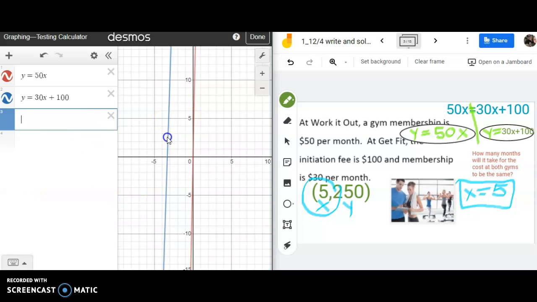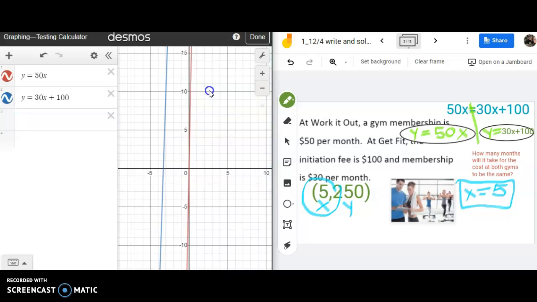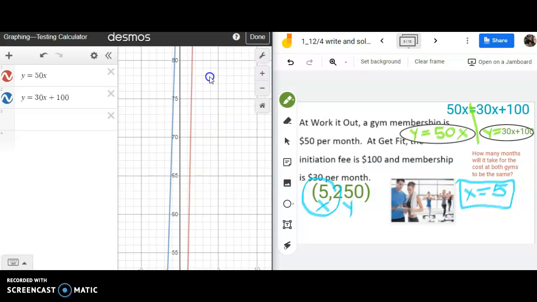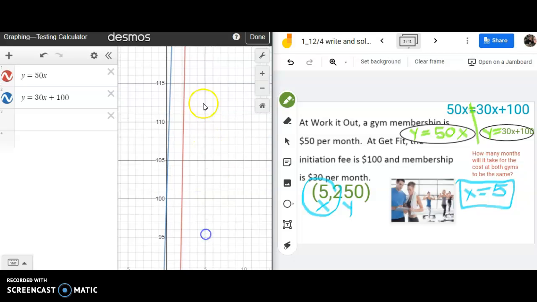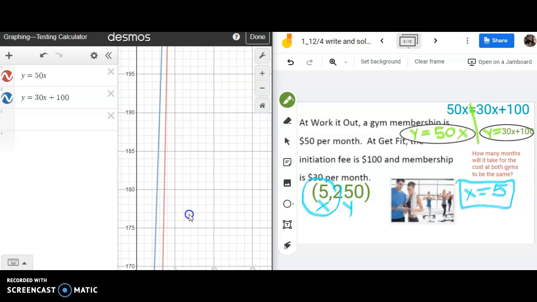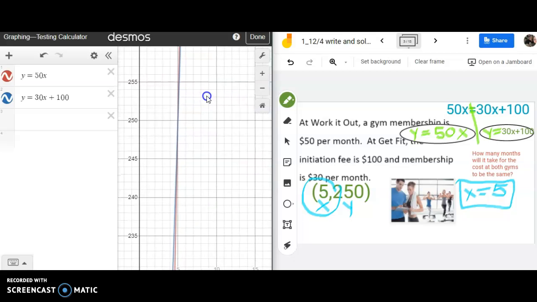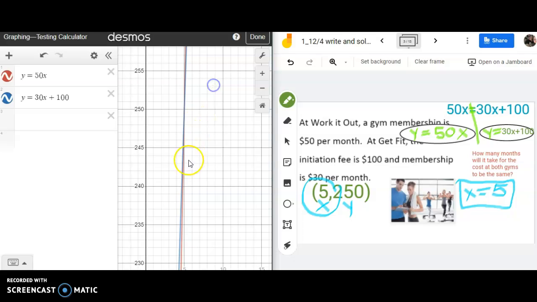Once you have graphed both sides of the equation separately, you type each one into Desmos. They're separate. You should see two different lines, two different colors. Now we are looking for the point of intersection. So all I'm doing is clicking and dragging to try to find where my lines intersect. I still can't tell because they're kind of close.